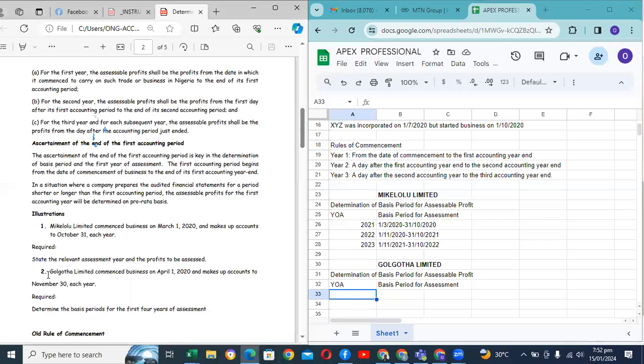So let's go to the second illustration. Gogota Limited commenced business on April 1, 2020 and makes up its accounts to November 30 every year. So let's do this together, everyone. What will be the first basis period that we have here? Use the comment section, use the chat room generally.